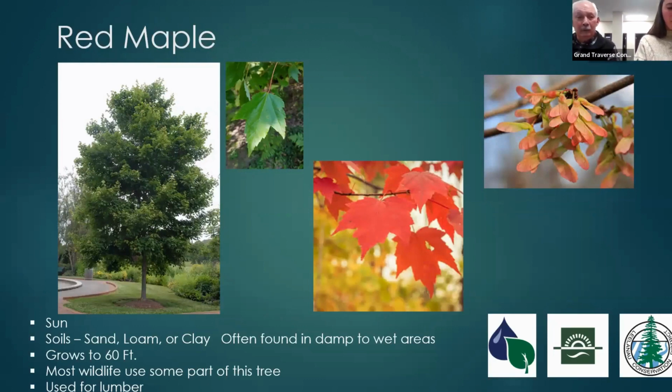Red maple is a native tree, often confused with the hybrid red maples. It's a beautiful tree. It likes full sun and a wide range of soils, but is most often found naturally in wet areas. They will grow on upland sites, but need a considerable amount of water to get them started, and grow up to 60 feet. Most wildlife eat or use some part of this tree. They are used for lumber. I even happened to get a curly maple log out of one once.